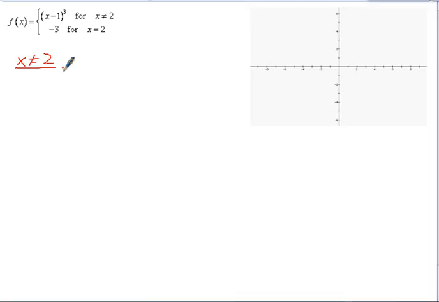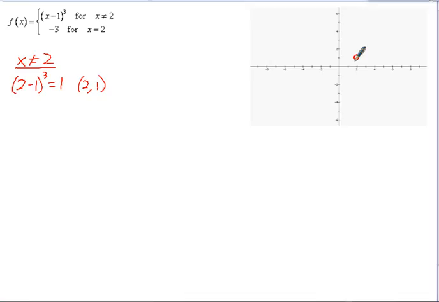All right, well 2 is the breakpoint, so we substitute in 2. When you substitute in 2, you get 2 minus 1 is 1, cubed is 1. So we get (2, 1). And then to see if it's open or closed, same thing applies. Does it have the equal to? No, it has a does not equal to. So at the breakpoint (2, 1) is going to be an open circle.